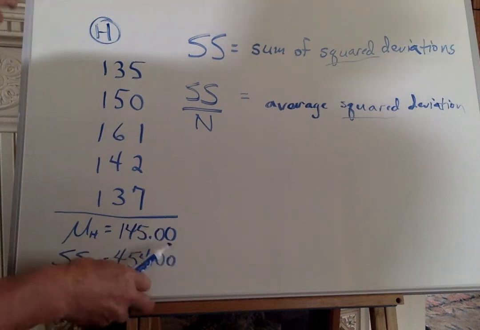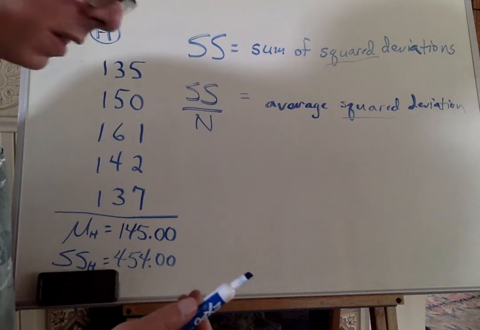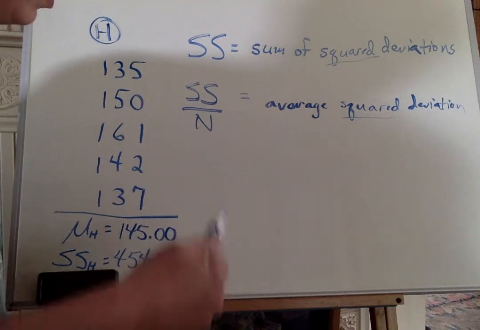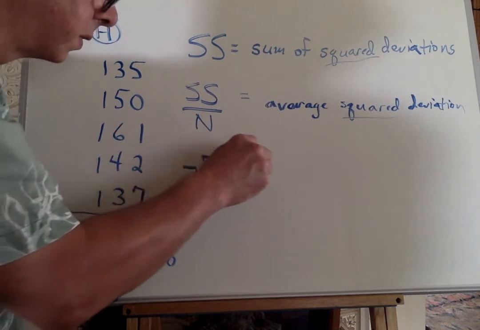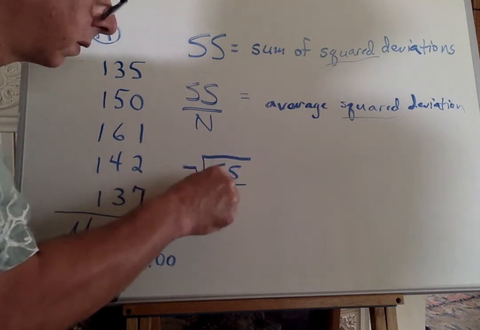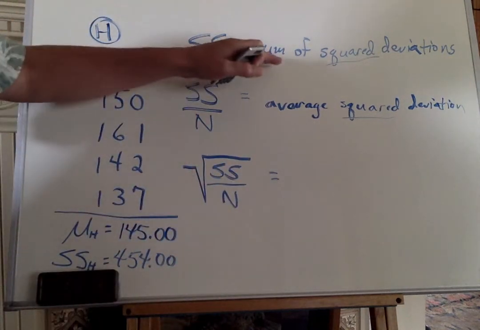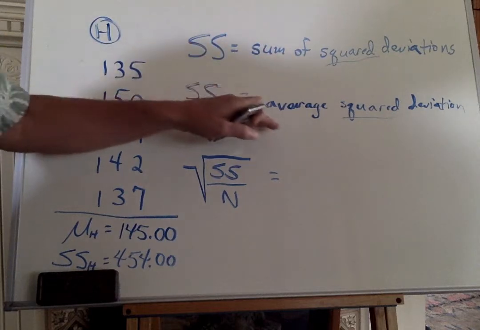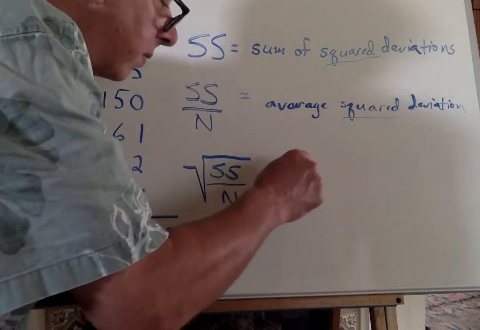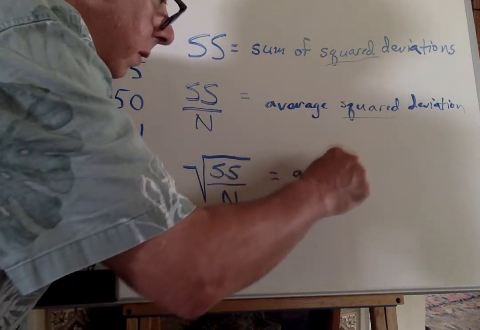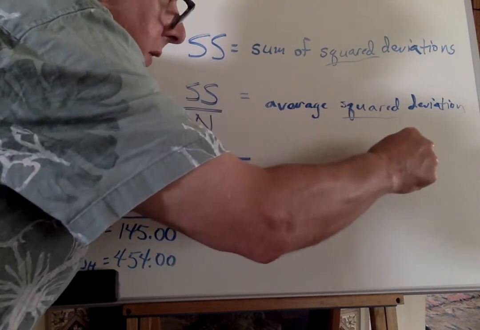So we did squaring for a very good reason, hint, hint. But now we're going to unsquare this. And the way we're going to do it is we'll take the square root. So we went from sum of squared deviations to average squared deviation. Take the square root. So now this becomes what? The average deviation.